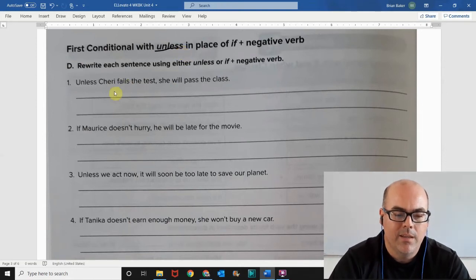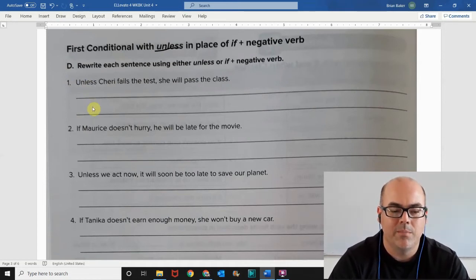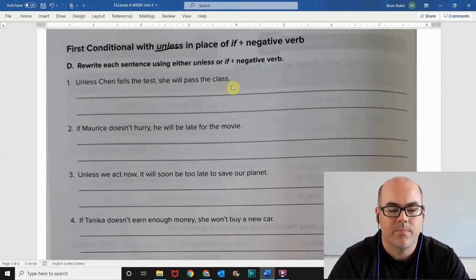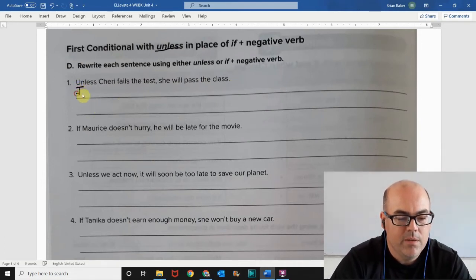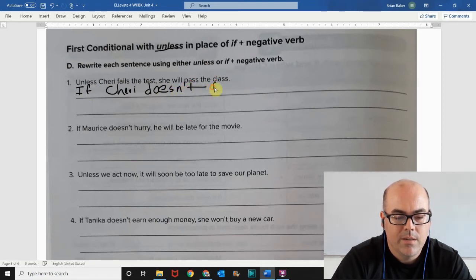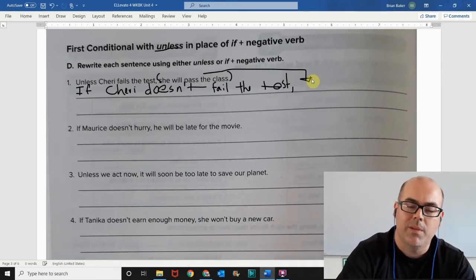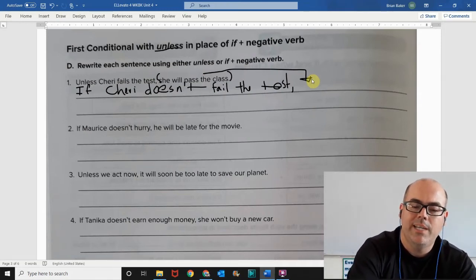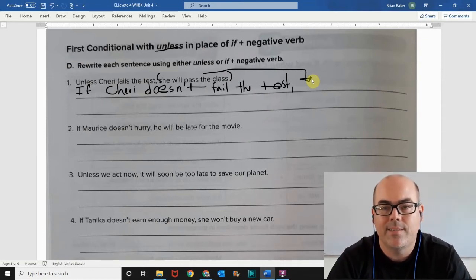So if it uses unless here, we need to change it to not use the word unless, but mean the same thing. So unless Sherry fails the test, she will pass the class. So if Sherry doesn't fail the test, all right, then she will pass the class. I'm not going to write everything, I'm just going to put it there. So if Sherry doesn't fail the test, she will pass the class.